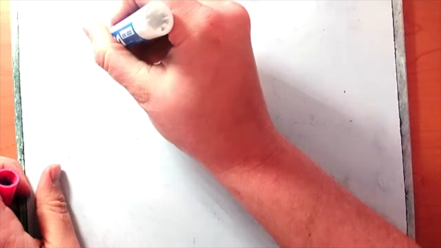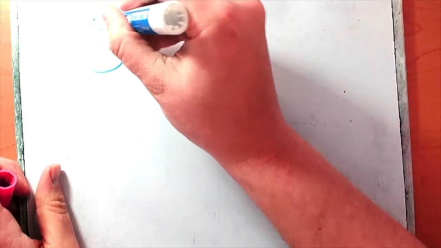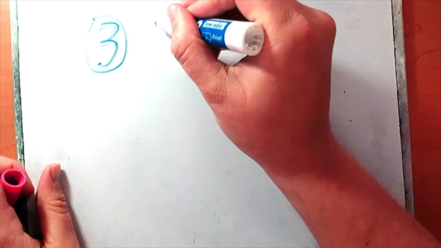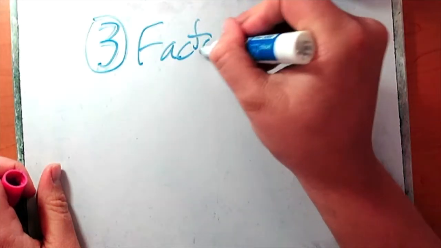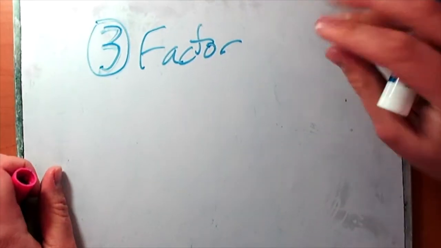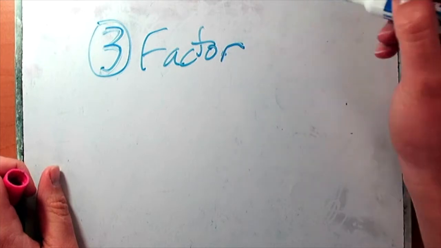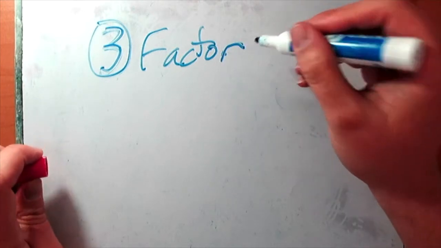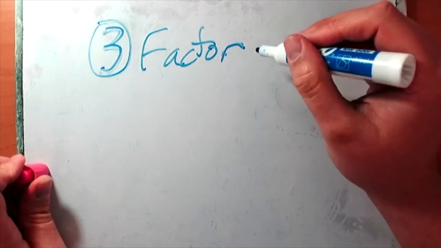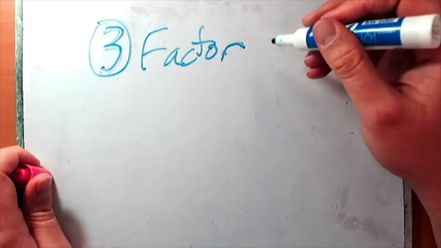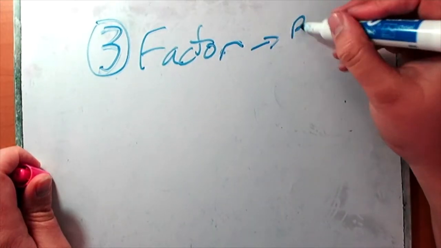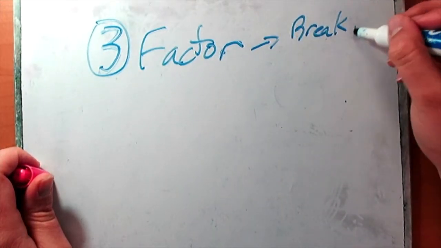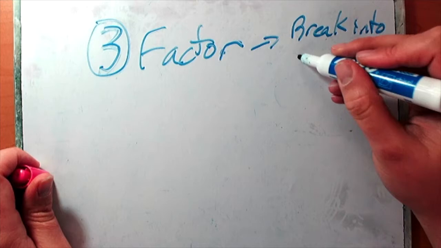Question 3. You are going to factor. Well, factoring is basically simplifying, except it's breaking it into parts that are easy to understand. We do this, so factor is like break into parts.